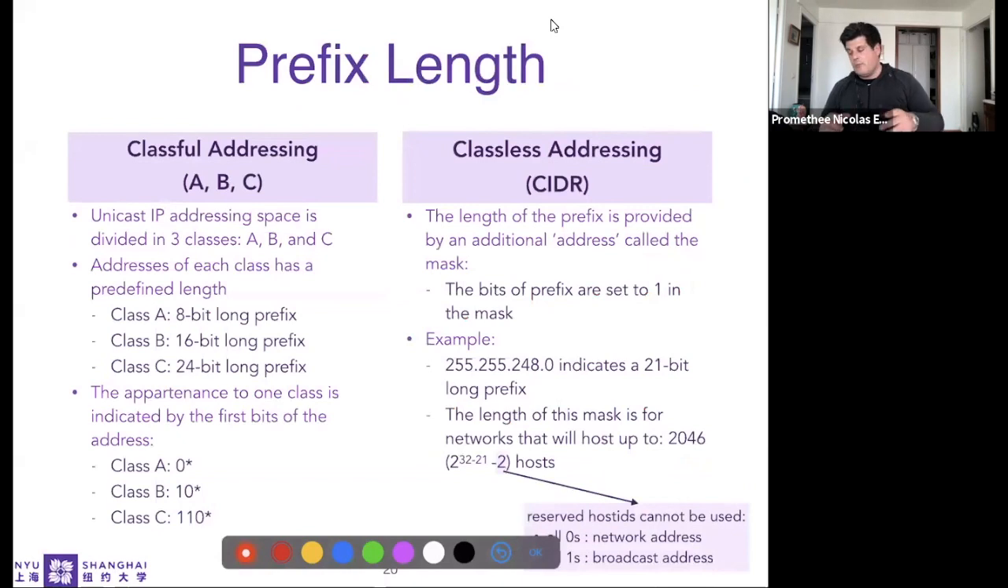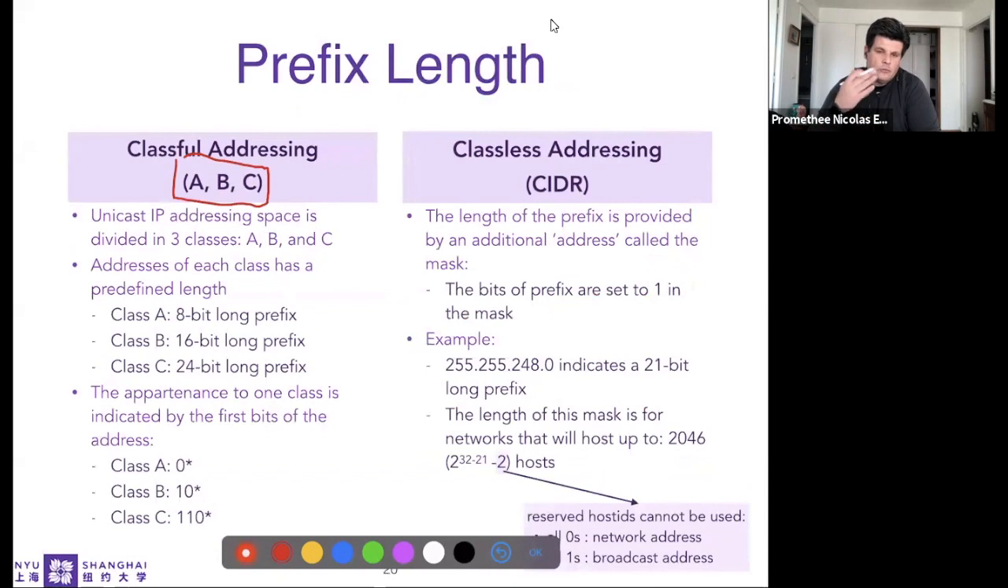Regarding the size of the prefix, actually there were two ways of doing this. In the early age of the internet, we used what we call classes. It means that the IP addresses were divided into three classes, A, B, C.